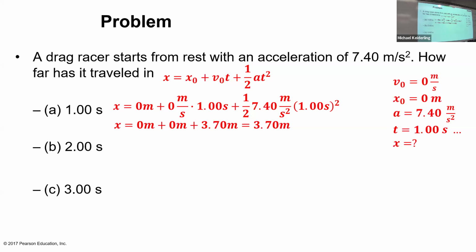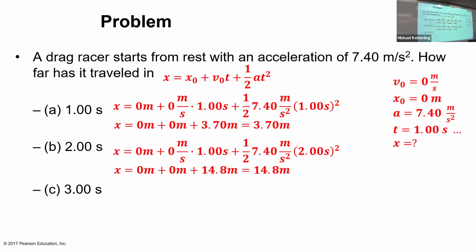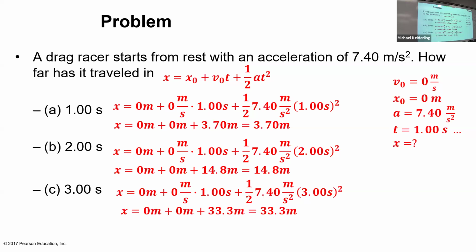If we do it with 2 seconds, again, the first two terms go to 0. Now, instead of 1 second squared, it's 1/2 times 7.4 meters per second squared times 2 seconds squared. So we get 14.8 meters. And then if we do it with 3 seconds, we get 1/2 times 7.4 meters per second squared times 3 squared, and that is 33.3 meters.